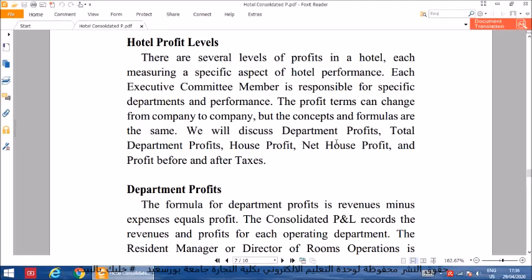We will discuss the different levels of hotel profit. Firstly, department profit, total department profits, house profit, net house profit, and the profit before and after taxes. So we have five levels of hotel profit: department profits, total department profits, house profit, net house profit, and profit before and after tax.